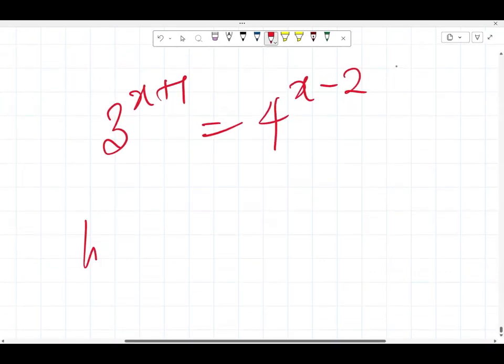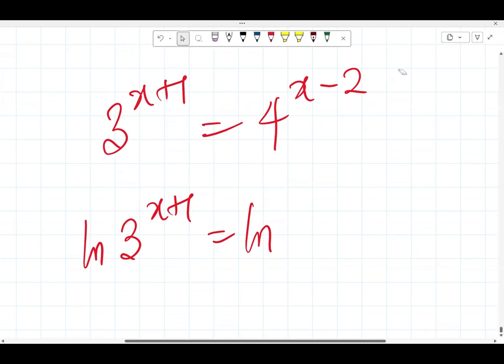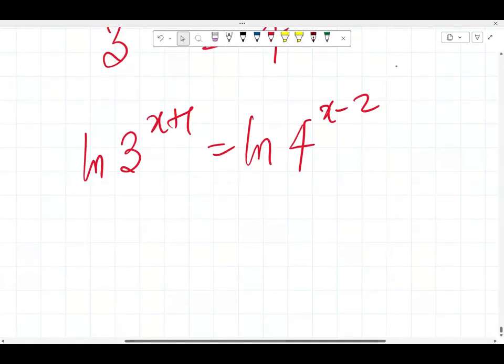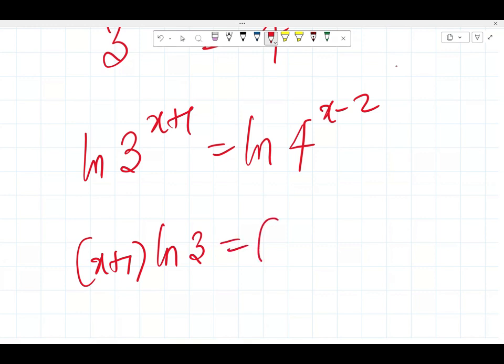Take the natural logarithm. So ln of 3 to the power x plus 1 equals ln of 4 to the power x minus 2. So bring down the power. So you have x plus 1. Don't forget, put them in brackets. So you have (x plus 1) ln 3 equals (x minus 2) ln 4.